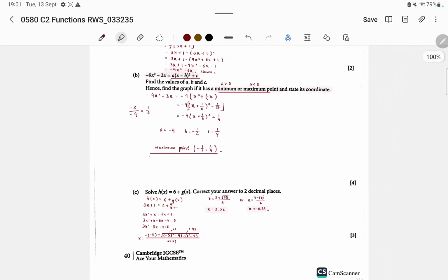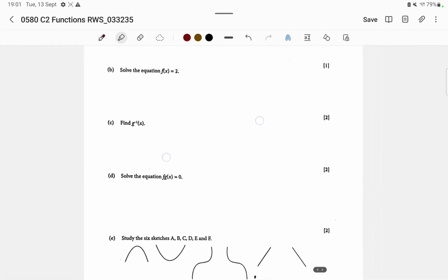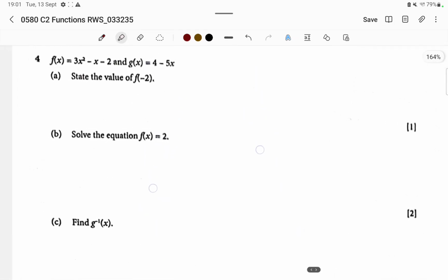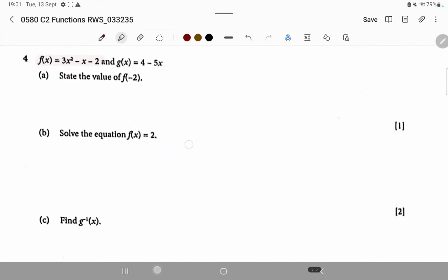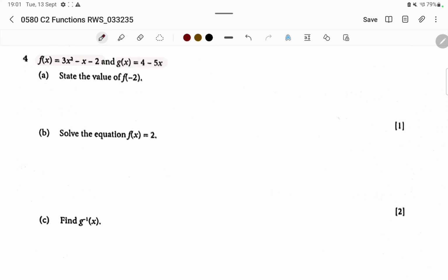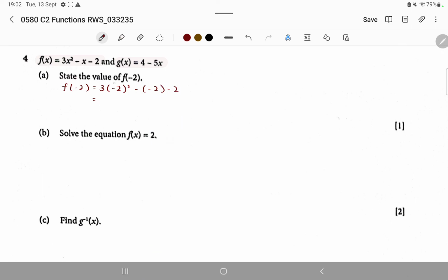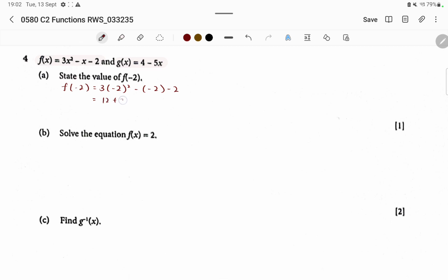Okay, let's look at number 4a. Okay, f(x) is this one, g(x) is this one. So state the value of f(negative 2). So this one, you just substitute the negative 2 into the x. 3 times negative 2 squared, and then minus negative 2 minus 2. Press calculator. This one you should get 12 plus 2 minus 2. So final answer 12.